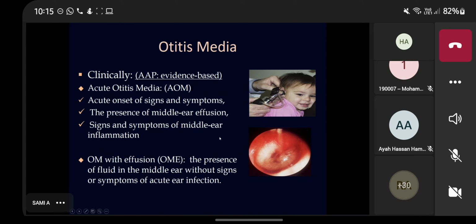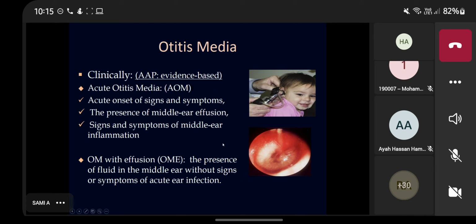Number two, you need to have the presence of middle ear effusion. Using the pneumatic otoscope, as you can see in this picture, will increase your ability to detect the presence of middle ear effusion. It helps determine the mobility of the patient's tympanic membrane in response to pressure changes. You will find limited or absent mobility, which indicates that you have fluid there, but you may also see a bulging of the tympanic membrane.